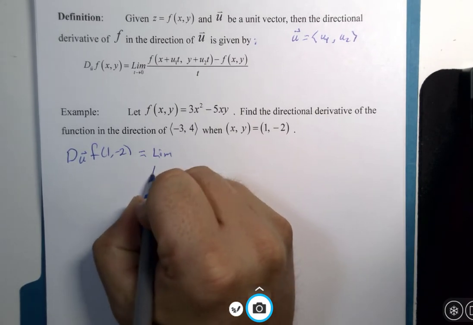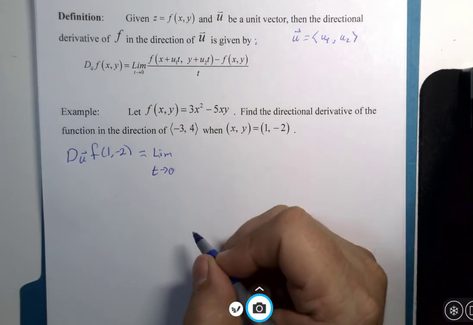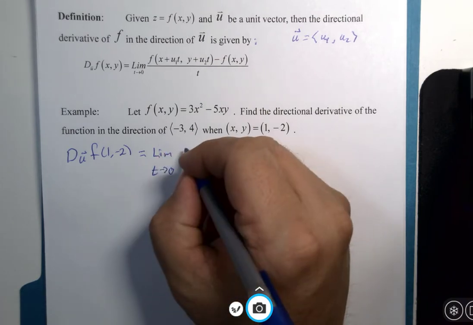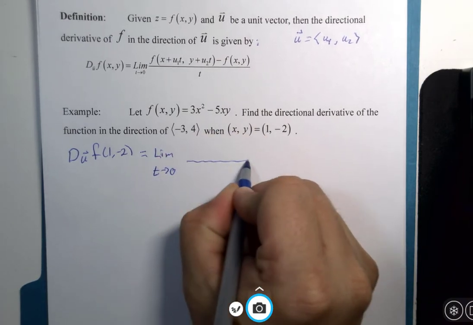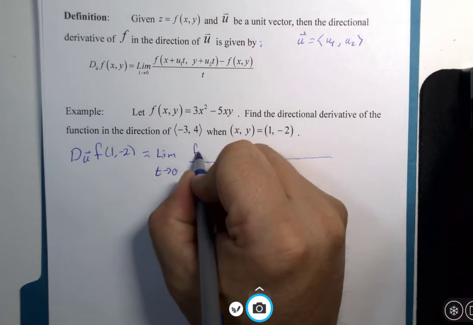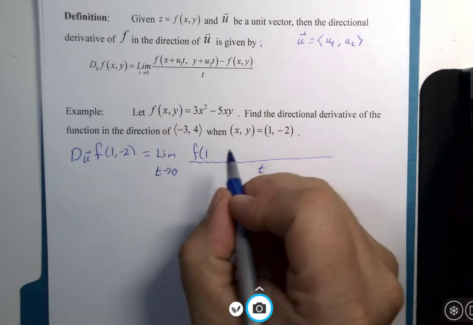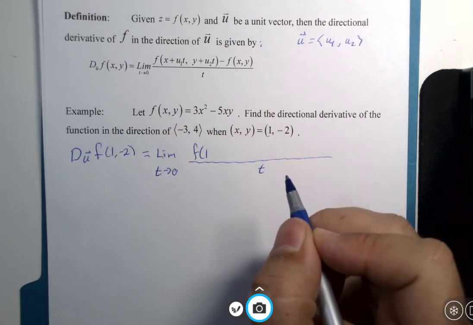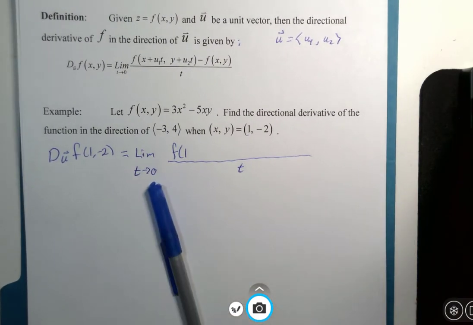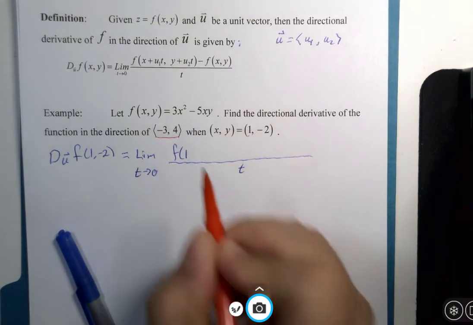Limit as t approaches 0. Have you seen the problem yet? I'm going to keep writing for just a moment longer. Okay, t is in the denominator. f of 1, that's the x value. Oh, yep, I better tell you in case you haven't seen it yet. You see the issue? This is my direction, my vector.